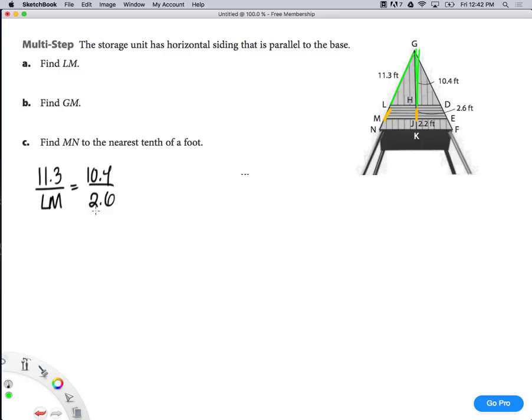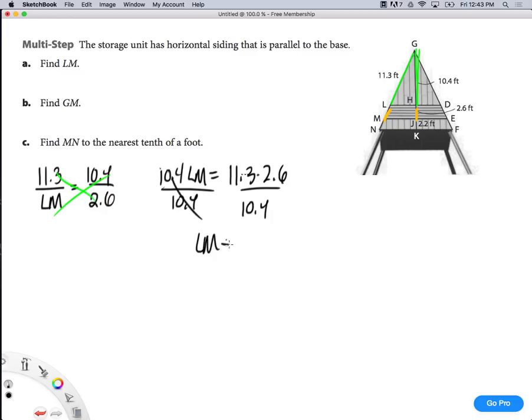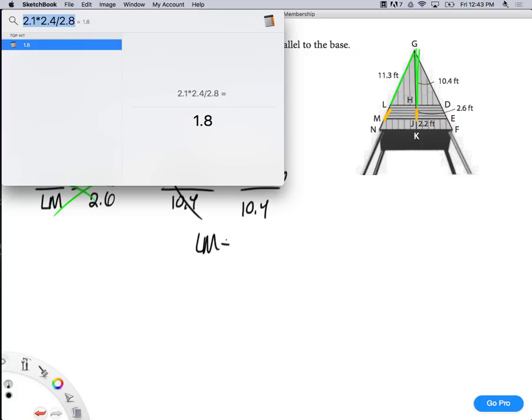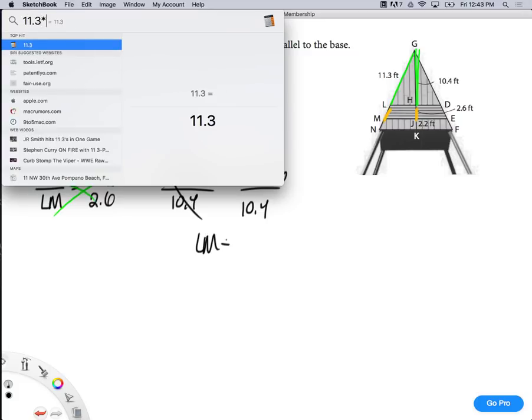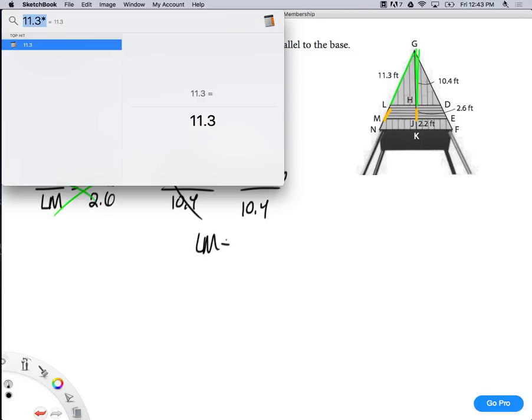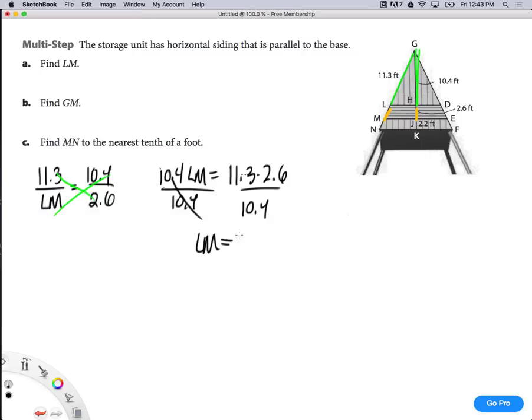I cross multiply, and I get 10.4 LM equals 11.3 times 2.6. Divide both sides by 10.4. And then I solve. LM equals 11.3 times 2.6 divided by 10.4 is 2.825. So LM is 2.825. Okay.